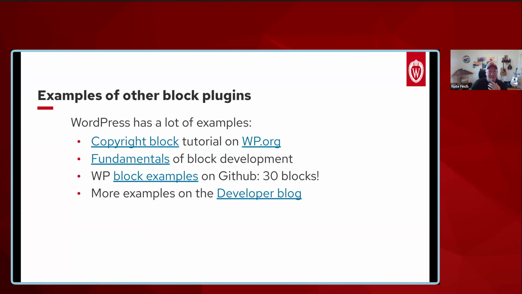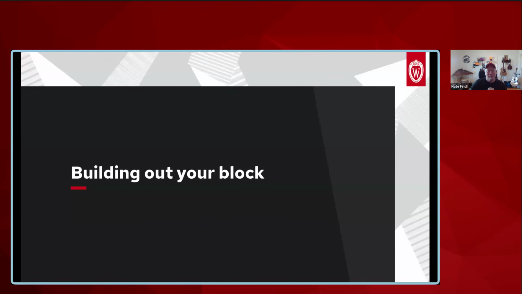If you are looking to learn how to do this, there are some really good block plugin examples that WordPress has. There's a copyright block tutorial, which we just saw a screenshot of. There's also Fundamentals of Block Development, which is a course on learn.wordpress.org. And then a great GitHub repository of 30 different blocks and examples on how to use different blocks and everything.